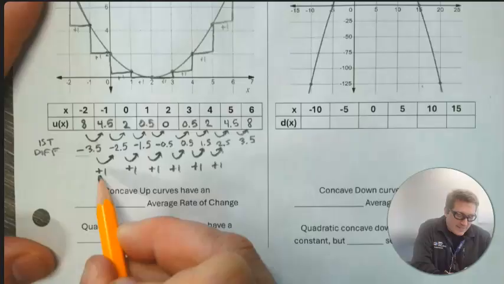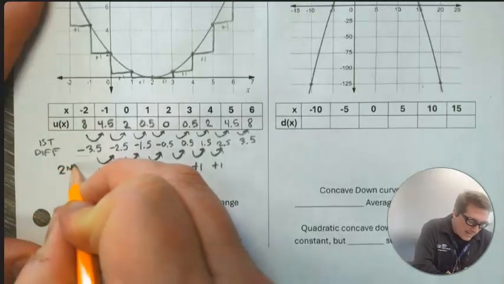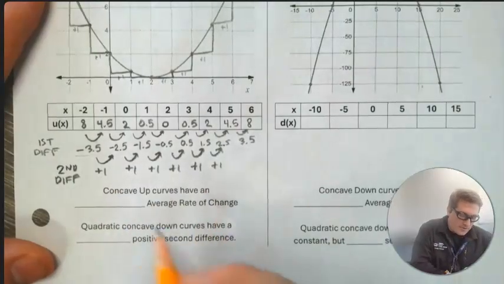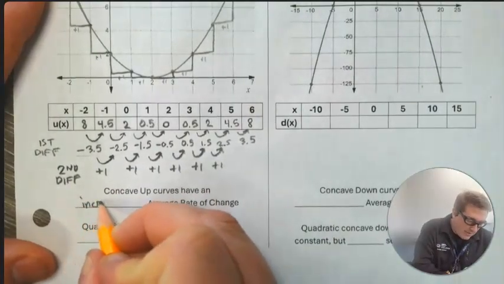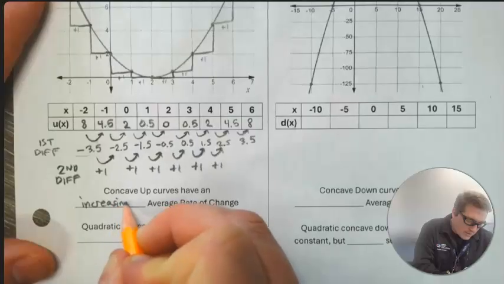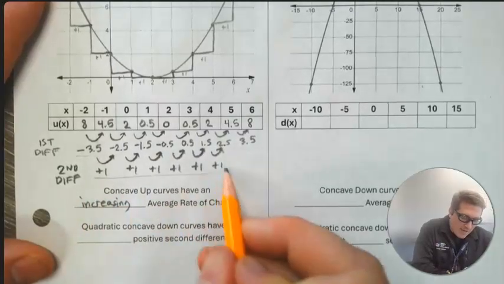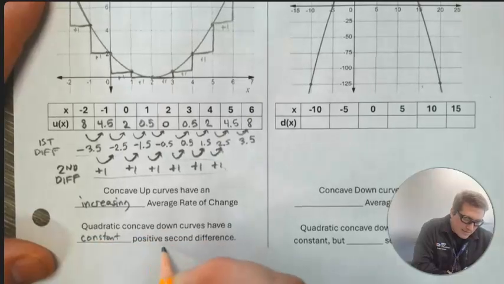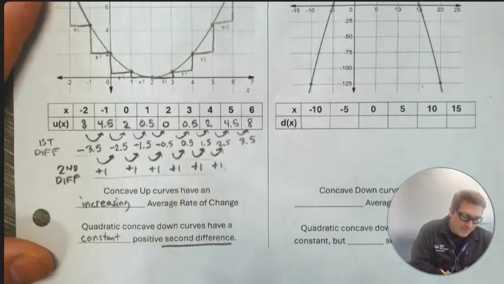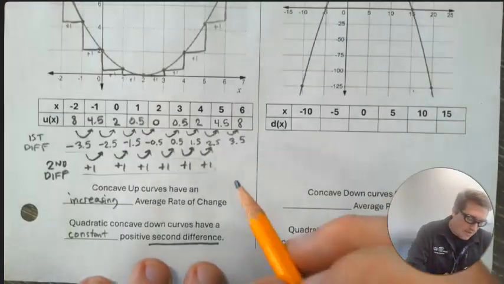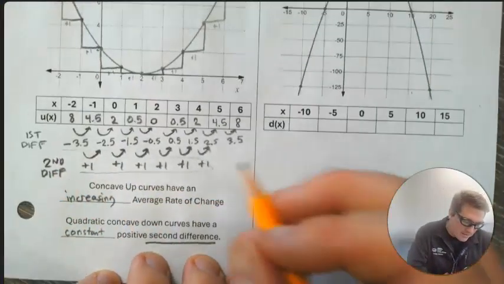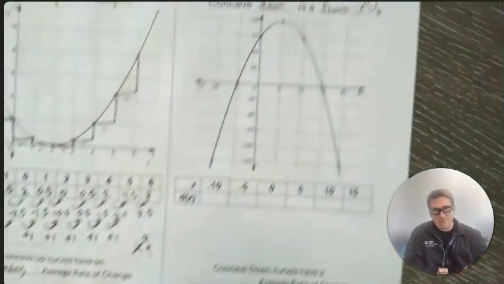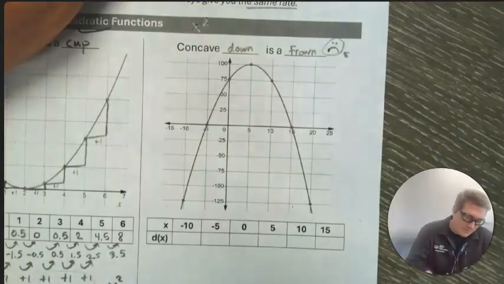Now, when I'm finding the difference of a difference, that's called a second difference. So concave up curves have an increasing average rate of change, and they're going to have a constant positive second difference. And in this case, it was plus 1. If my second difference is a constant number, I know that I'm going to have a second power in my polynomial. Let's take a look at the concave down as a frown.